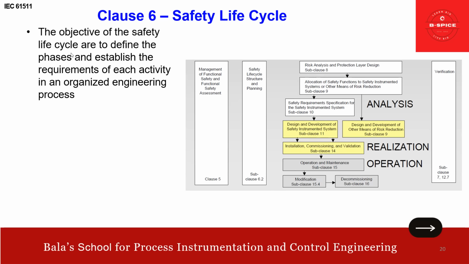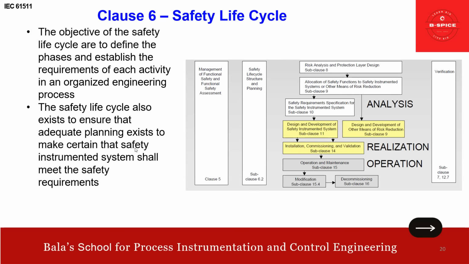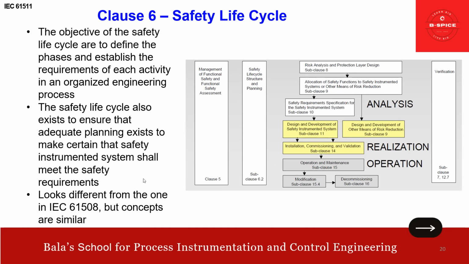See, the objectives of the safety life cycle are to define the phases and establish the requirements for each activity in an organized engineering process. So that is the point, objective. The safety life cycle also exists to ensure that adequate planning exists to make certain that the safety instrumented system shall meet the safety requirements.